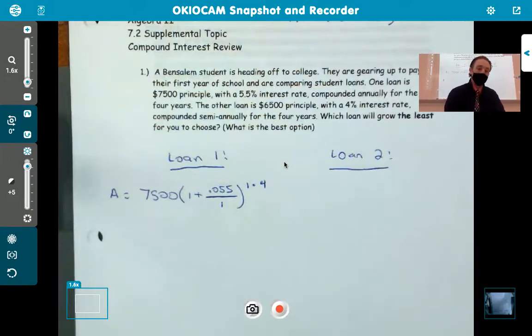All right. And what we'll do is we'll just do the math for one of these loans at a time. So we're not going to do too many things at once.